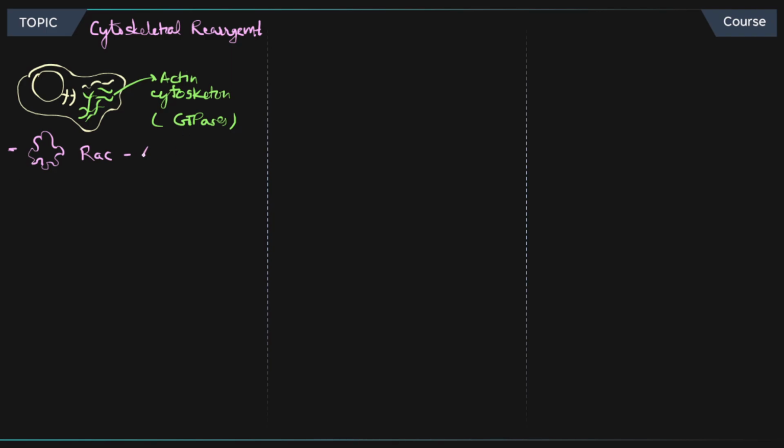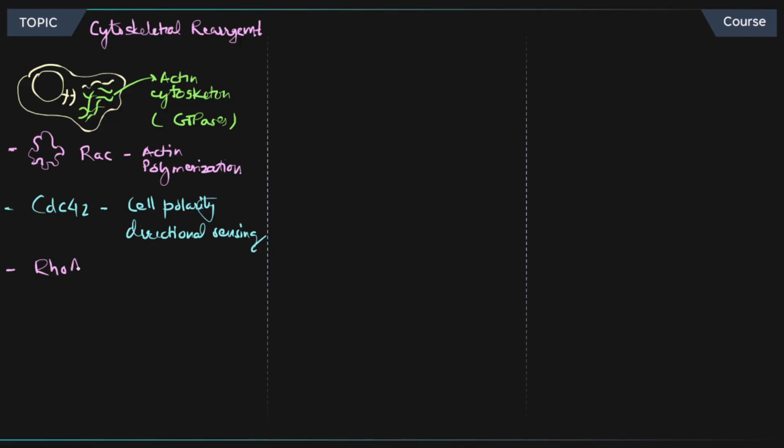You have various molecules that are playing an important role. You have one protein called RAC protein, and that is important for actin polymerization. When polymerization happens, the actin molecules are going to extend themselves, and the cell can actually enhance its size. You have CDC42. This is the molecule which controls the cell polarity and also directional sensing, which direction the cell needs to move. So this protein plays a very important role in this. You have RHOA, and this protein plays a very important role in actomyosin contraction. The cell will also require the contraction movement, so this is going to help in that, right?